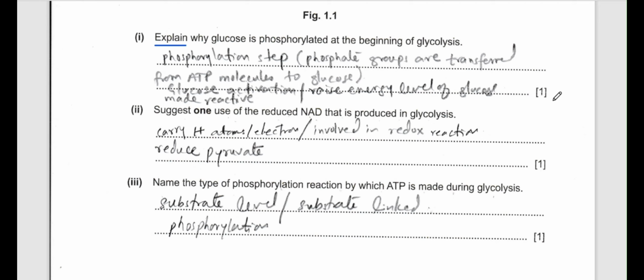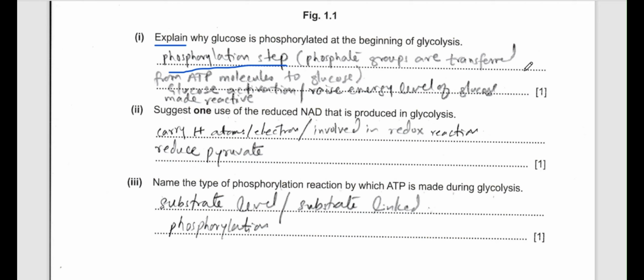So let me read out the question. The question says, explain why glucose is phosphorylated at the beginning of glycolysis. If you see, I have written for you the first line as phosphorylation step. What is a phosphorylation step? Phosphorylation step is the step in which the phosphate groups are transferred from ATP molecules to glucose molecule. Now this will not be your answer because this I have written just in order to make a discussion with you. You will have to score 1 mark, and you should be very to the point and be brief and very clear about your answer.